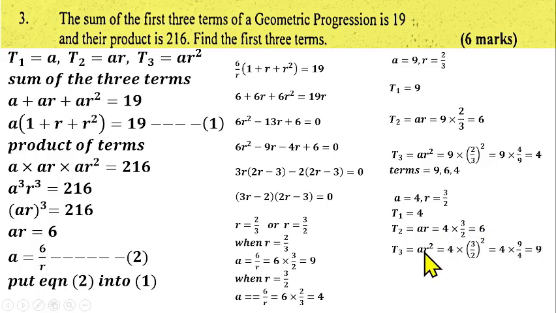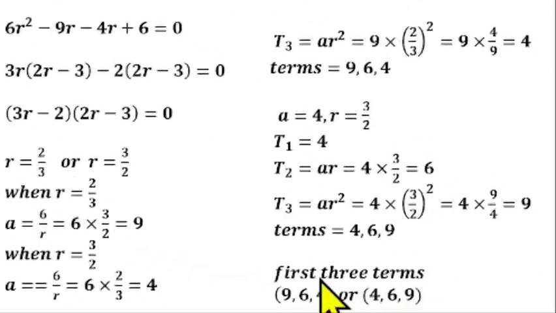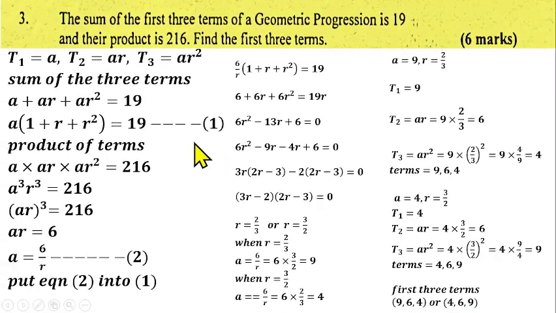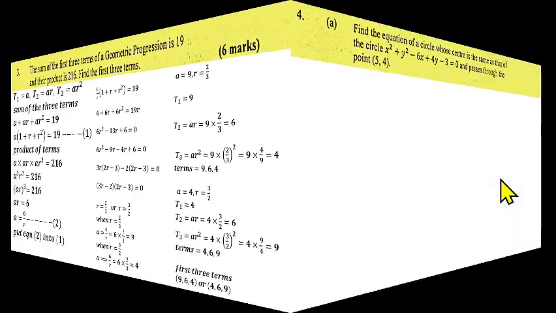Then the third term will be ar squared, that gives us 4 times 3 over 2 squared, which is 4 times 9 over 4, that gives us 9. So the terms could also be 4, 6, 9. It could be 9, 6, 4, or it could also be 4, 6, 9. So the first 3 terms could be like this or like this, whether in descending order or in ascending order. So that's the solution for question number 3.